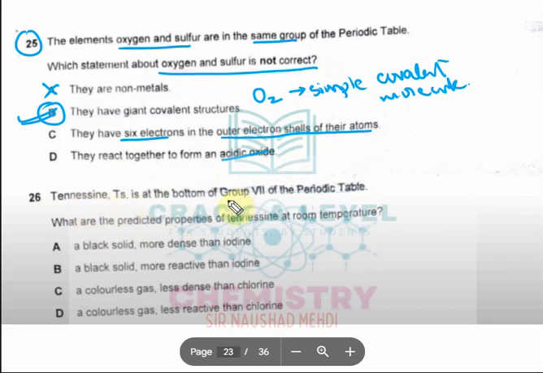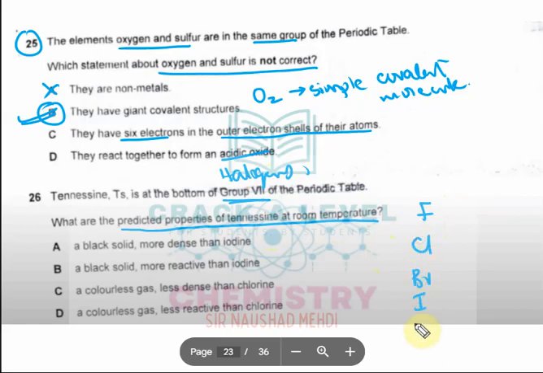Tennessine is at the bottom of group 7 of the periodic table. So what are the predicted properties of tennessine at room temperature? Group 7 is the halogens. The halogens are fluorine, chlorine, bromine, iodine, and astatine.